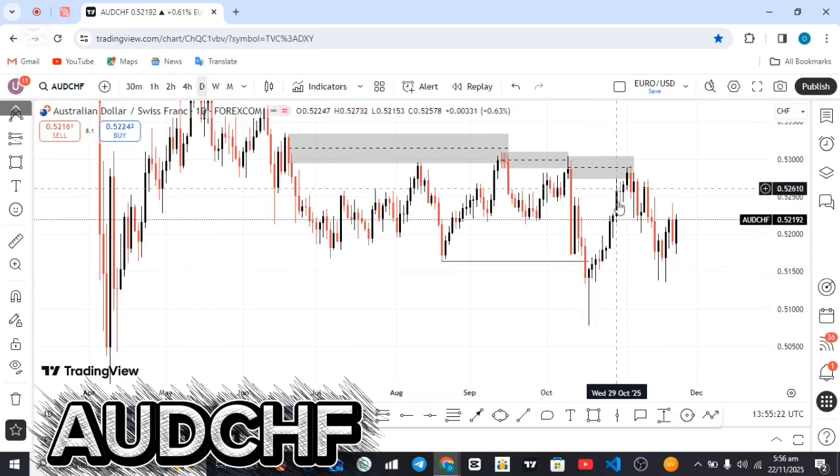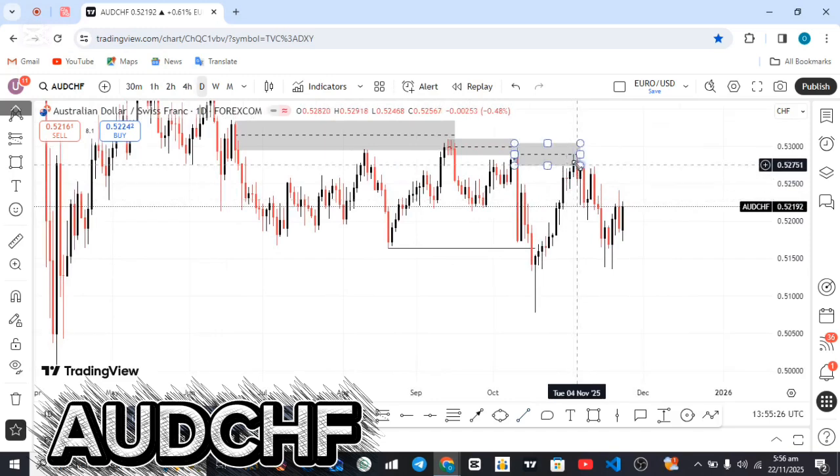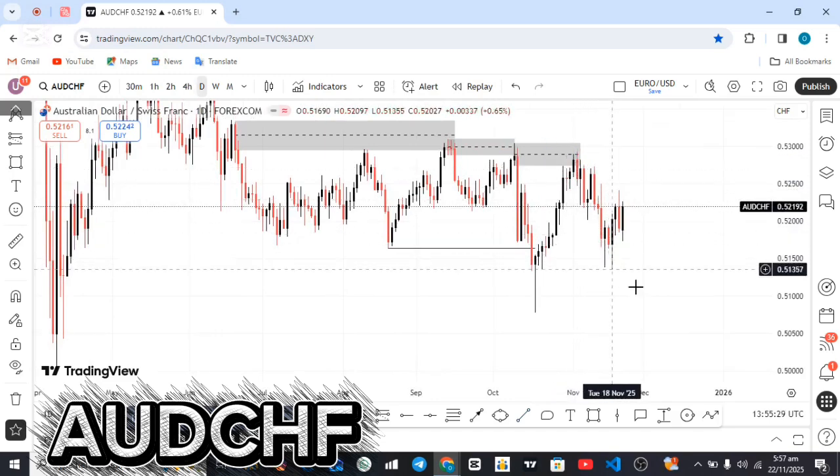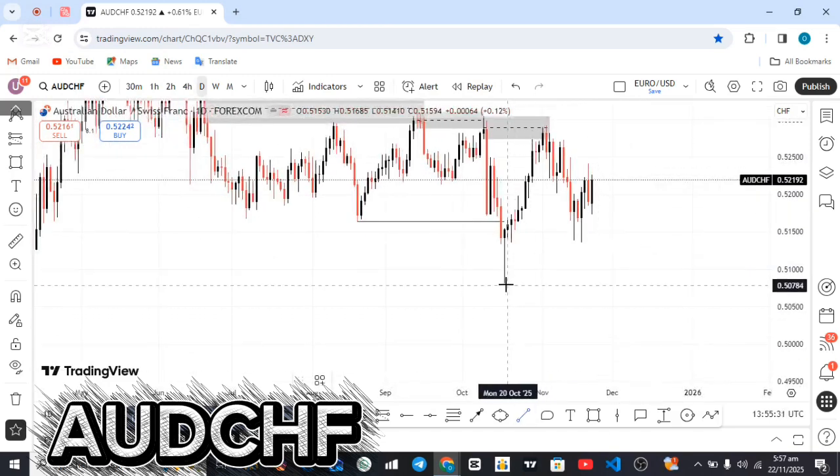after this BOS, there was a full retracement up to this level. Then price sold, and when price sold down to this level, it failed to break this particular level. It failed to break this level. Can you get me right? It failed to break this level.